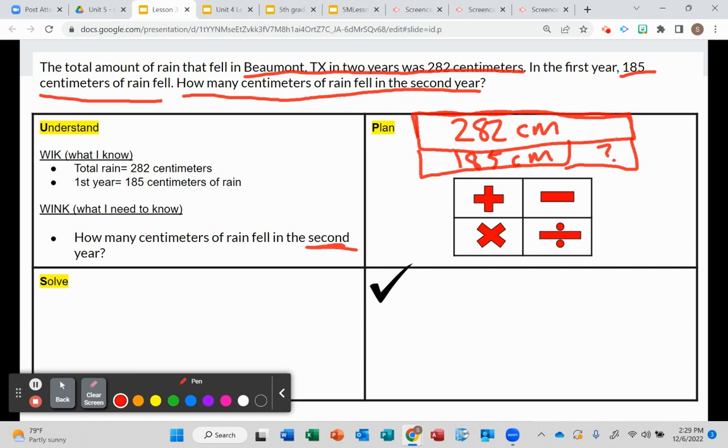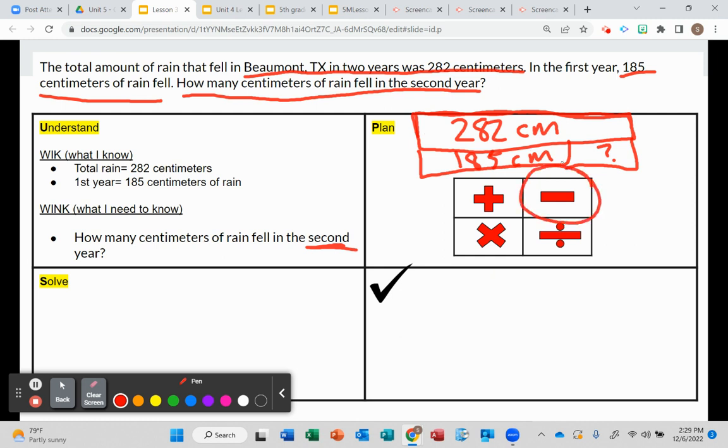Now, how do I figure out how much rain fell in the second year? I know that I have 282 centimeters in the 2 years, but I have 185 centimeters in the first year. So if I take away the amount of rain that fell in the first year from the total amount, that will give me what's left over, which will be the amount of rain in year 2. So I am going to take away, which means I am going to subtract.